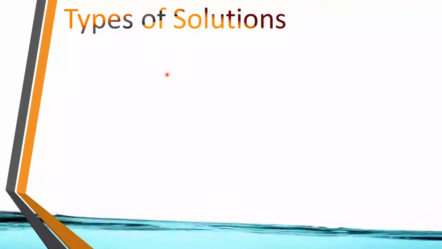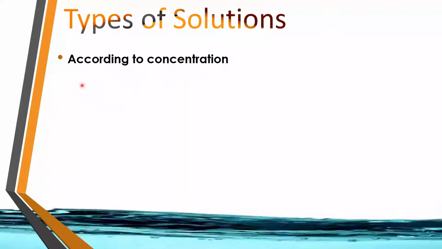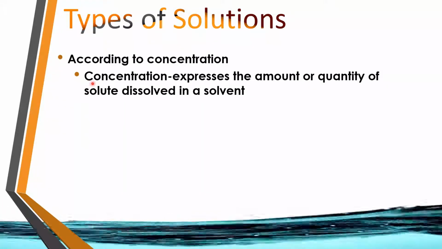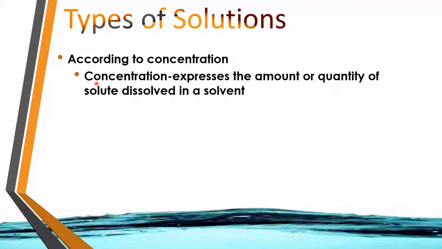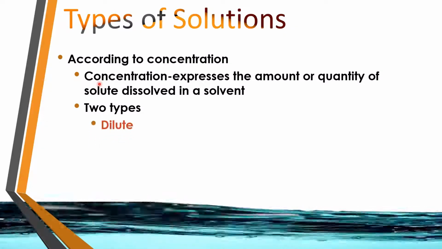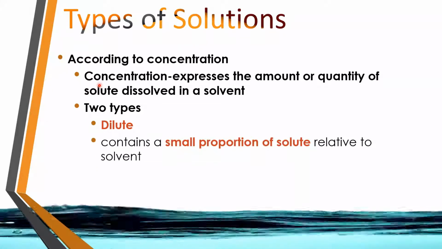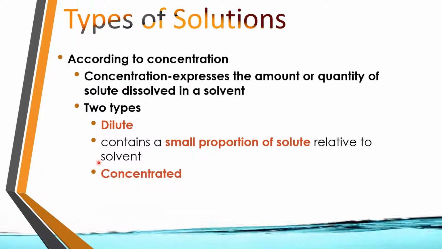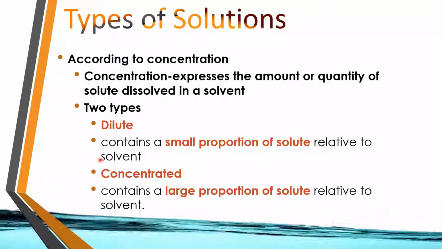Another way to categorize solutions is according to concentration. Concentration is a characteristic of a solution that expresses the amount or quantity of solute dissolved in a solvent. So there are 2 types under this category. First, the dilute, which contains a small proportion of solute relative to solvent, and concentrated, which contains a large proportion of solute relative to solvent.